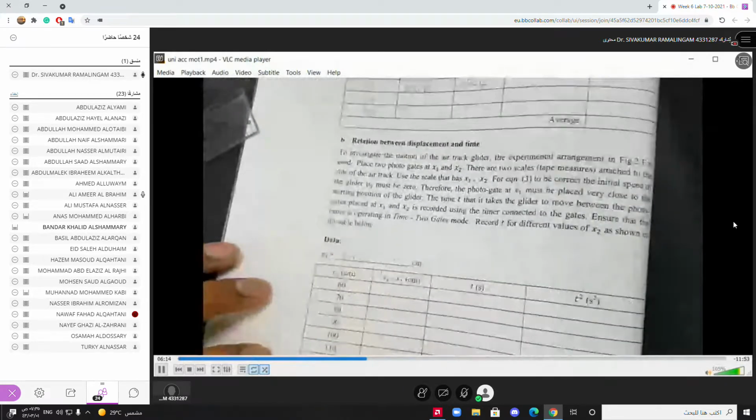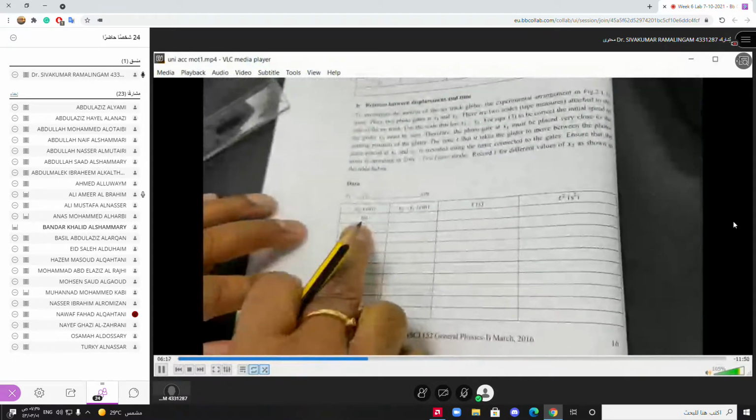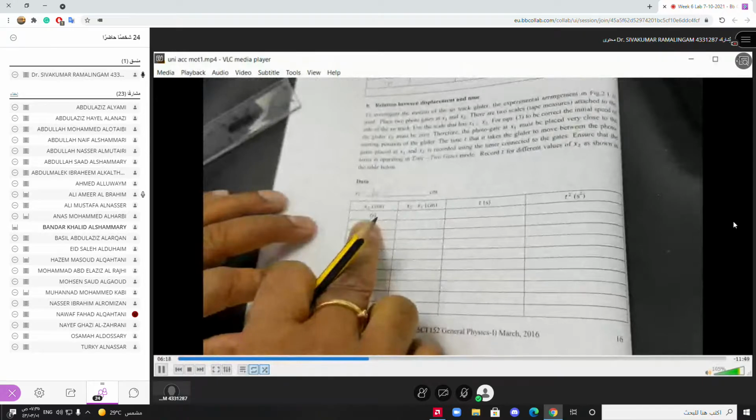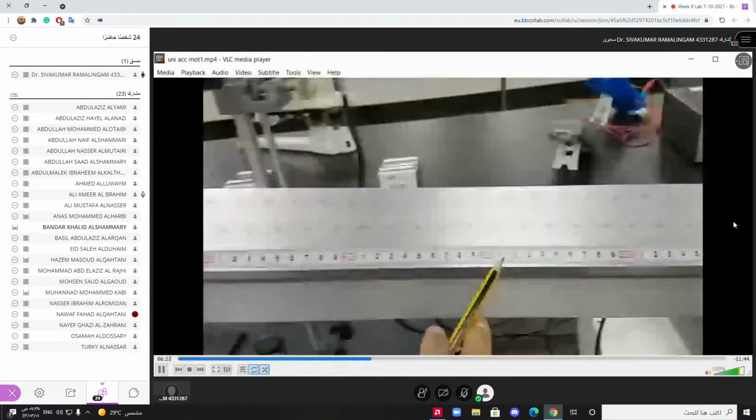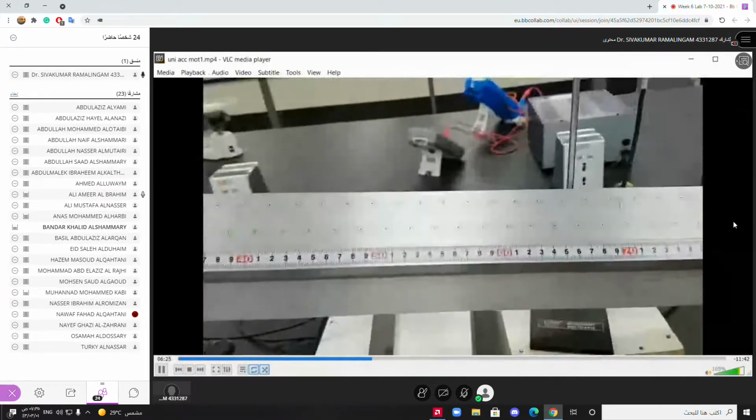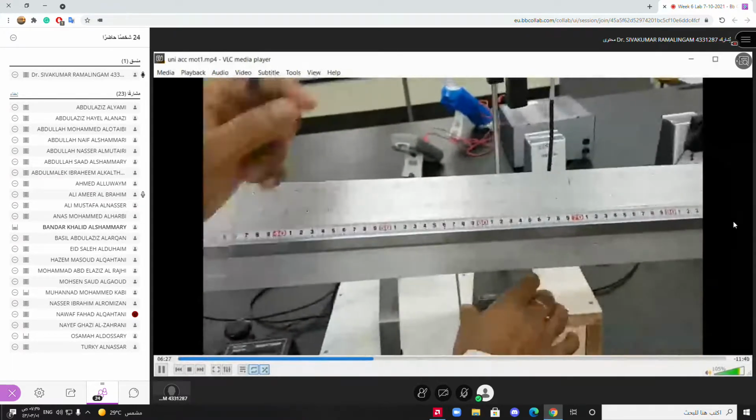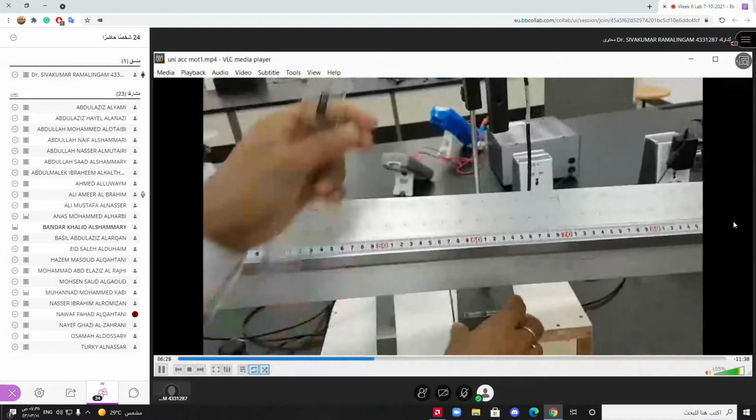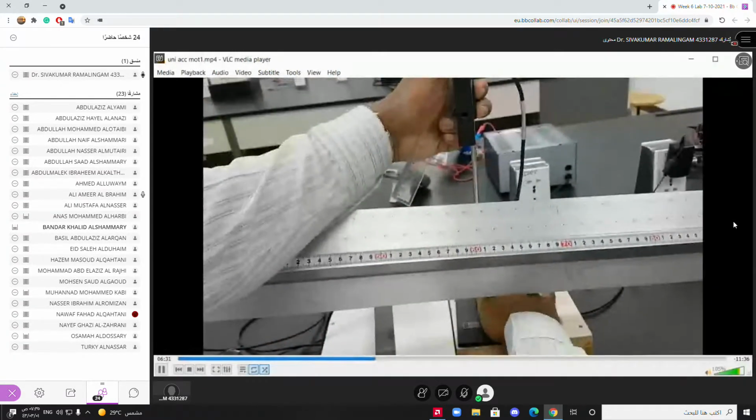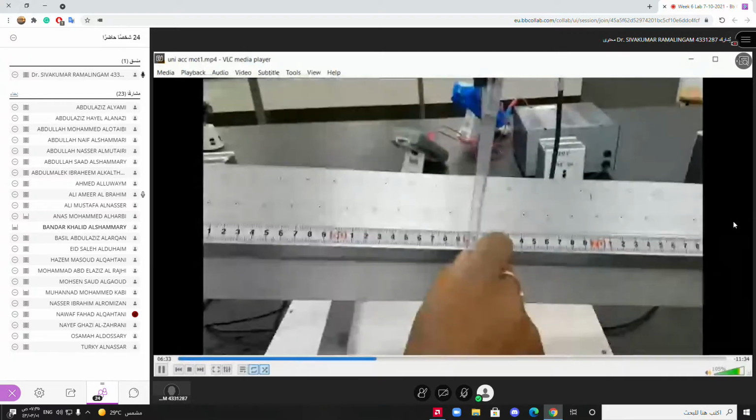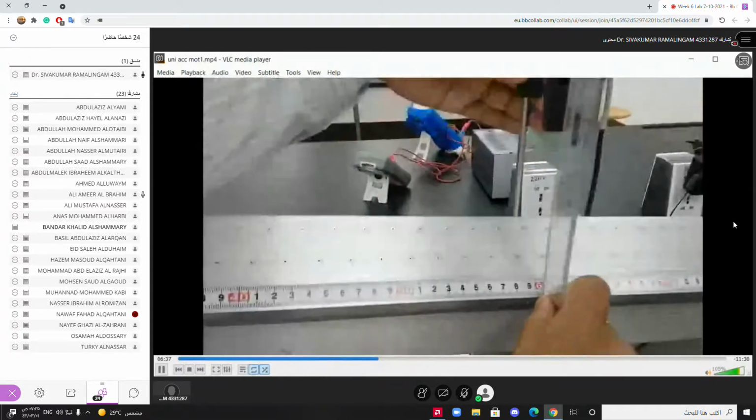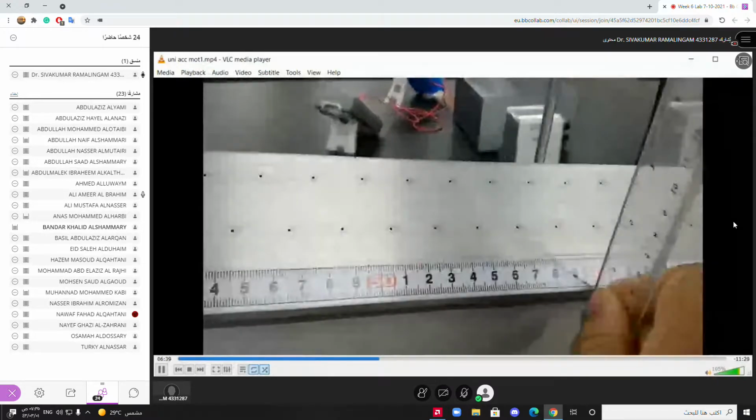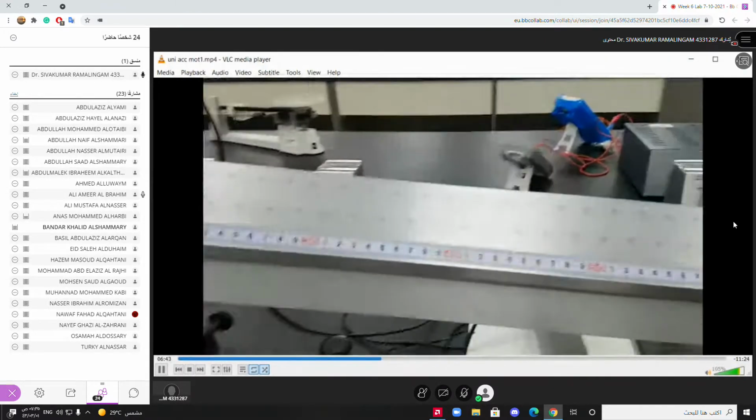Now we are going to fix the x2. x2 is 60, starting from here, 60 centimeter. 10, 20, 30, 40, 50, 60. I'm going to fix gate number 2 at 60. Now I fix this gate at 60.